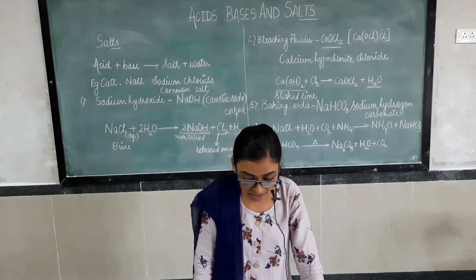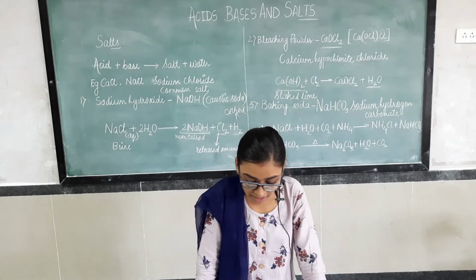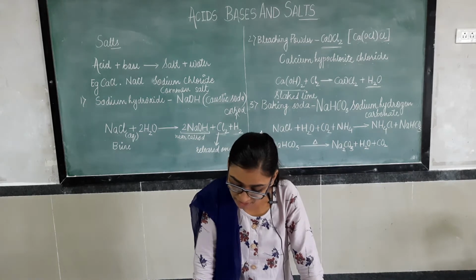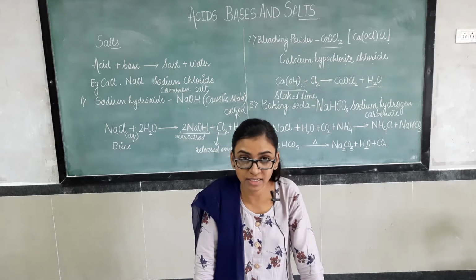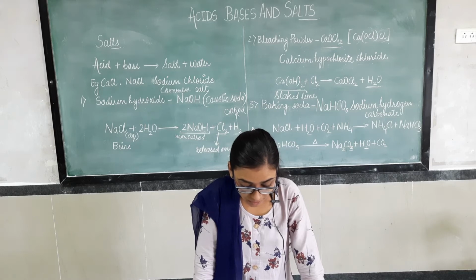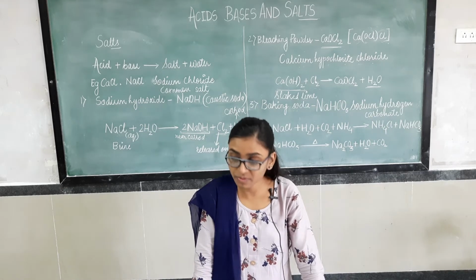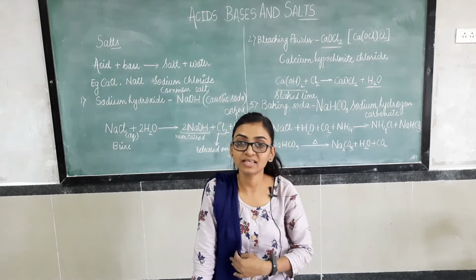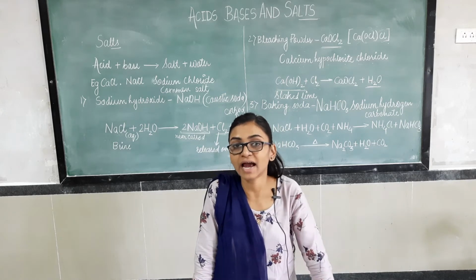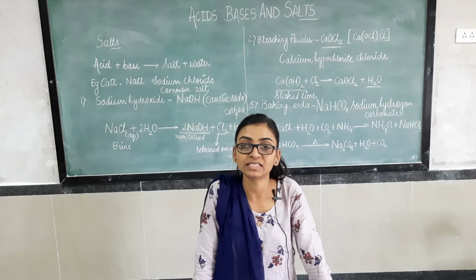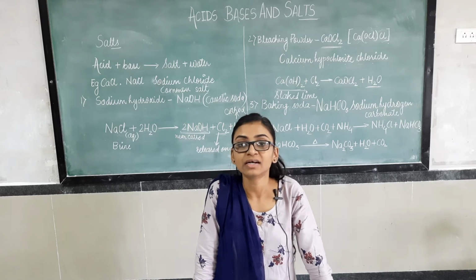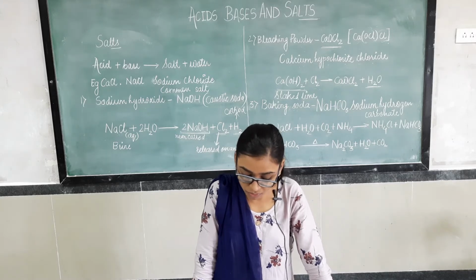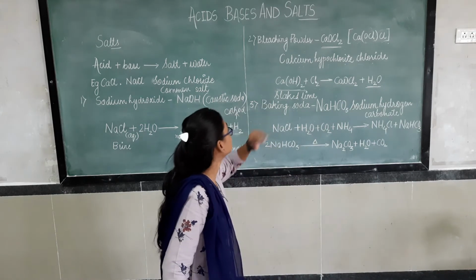Now, it is used as an oxidizing agent in chemical industries. Okay, and generally we use bleaching powder as a disinfectant too. As a disinfectant, it is added to water to make it disinfected, right? So these were some uses of bleaching powder.